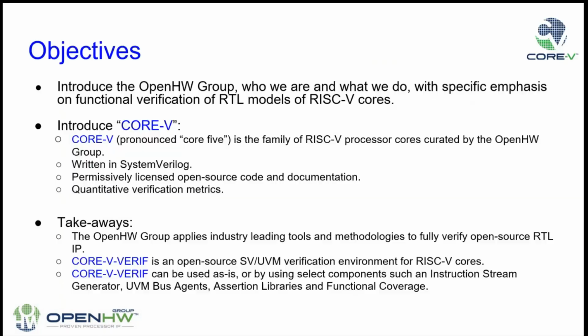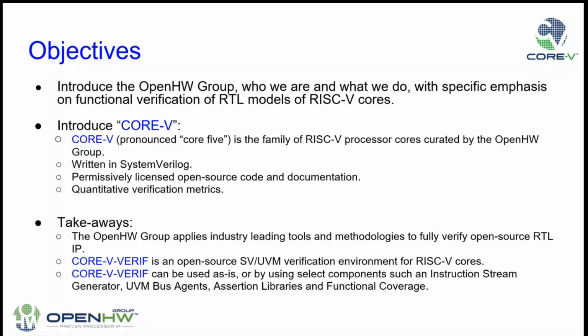I've got three objectives for my talk today. The first thing is I want to introduce the OpenHW Group. Not everybody on Earth has heard of the OpenHW Group. I want to introduce CORE-V. CORE-V is our branding for our family of open source RISC-V IP. This is written in SystemVerilog. It's permissively licensed, so you're free to use it in whatever commercial application you like. And we apply quantitative verification metrics to this IP.